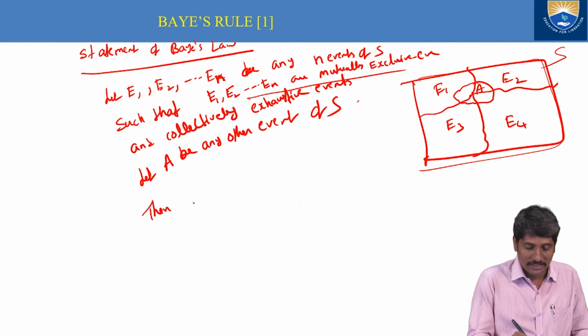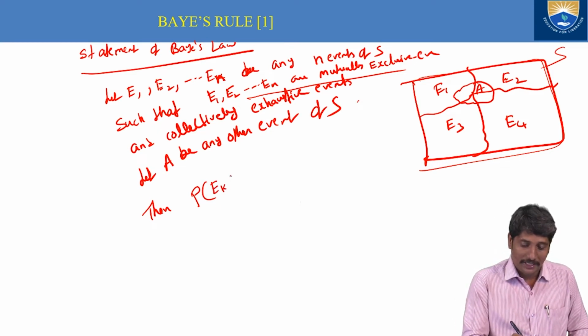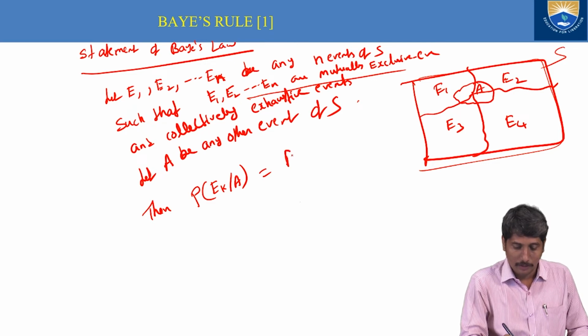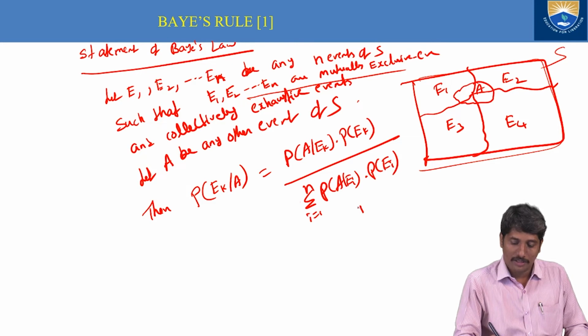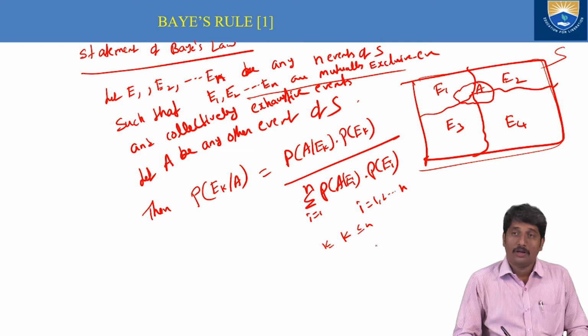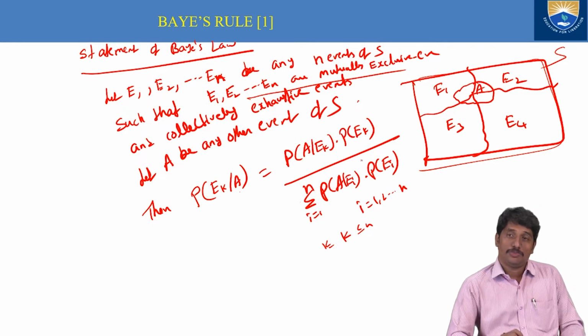Then the Bayes law says that the probability of EK given A is nothing but probability of A given EK times probability of EK, over the summation I equal to 1 to N of probability of A given EI times probability of EI, where K is any number between 1 to N. That means the probability of happening of EK given A has already happened is nothing but the ratio of these two things, where the numerator is probability of A given EK into probability of EK, and the denominator is the summation of these probabilities.